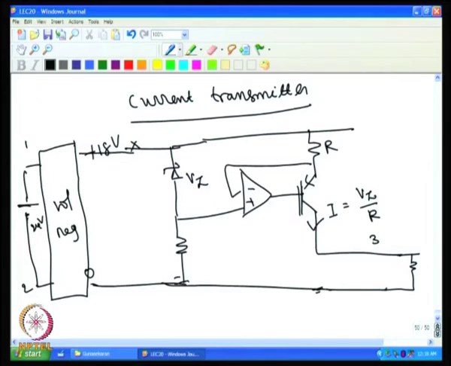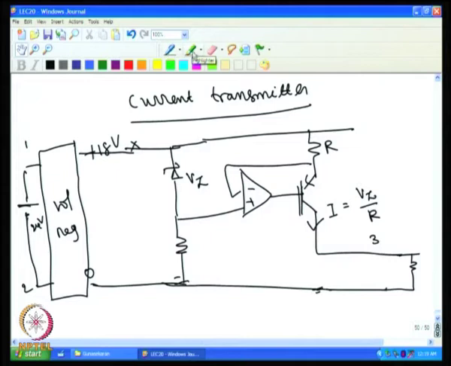This is one possible model we can use for a current transmitter. This has a disadvantage mainly because we have to generate the variable voltage. When the current is to be varied, then this voltage has to be varied, then only the current can be varied. So, in the case of a potentiometer based system, one can do this.